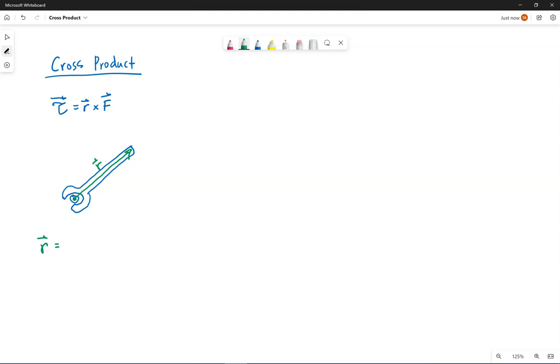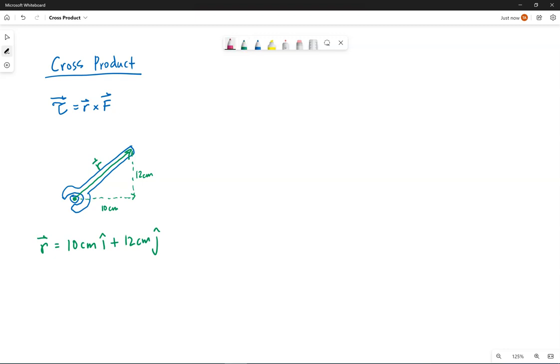I'm going to make these numbers up, so I can't say that they're actually right or that they represent an actual wrench. I don't know how long the handle of a wrench is off the top of my head. So this R vector is saying that it has an X component pointing to the right that's 10 centimeters long and a Y component, 12 centimeters long.